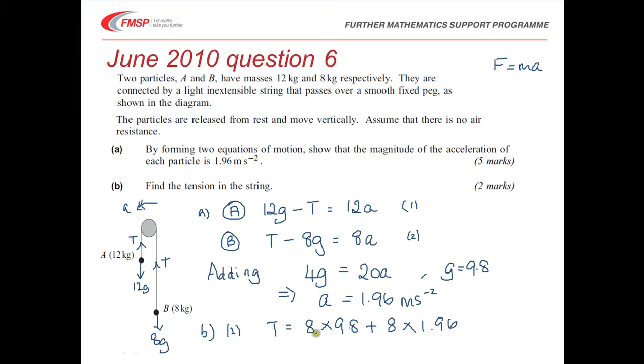And if you work that out, it comes to 94.08, which we would normally give to 3 significant figures and put in the unit of force, which is a Newton.